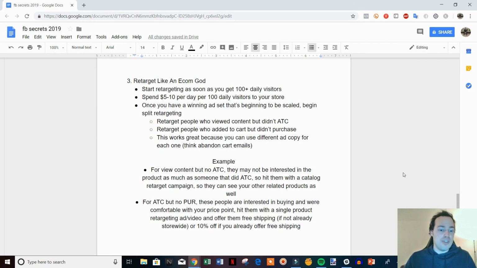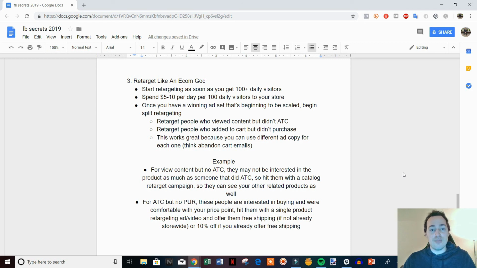So this is the most efficient way to go out and retarget people that view content but didn't add to cart. But then for people that did add to cart, these people are clearly interested in buying and we're comfortable with our price point. So we can retarget them with a single product retargeting ad or a video, maybe a different video of the product or even a customer testimonial. There's a lot of different things you can do. And if you did charge them shipping, we can offer them free shipping.